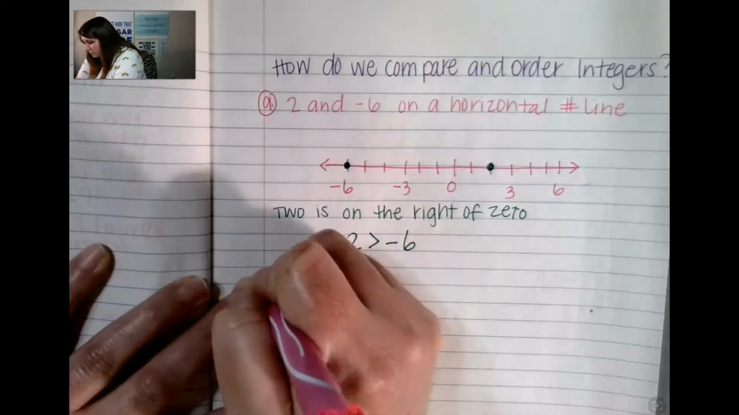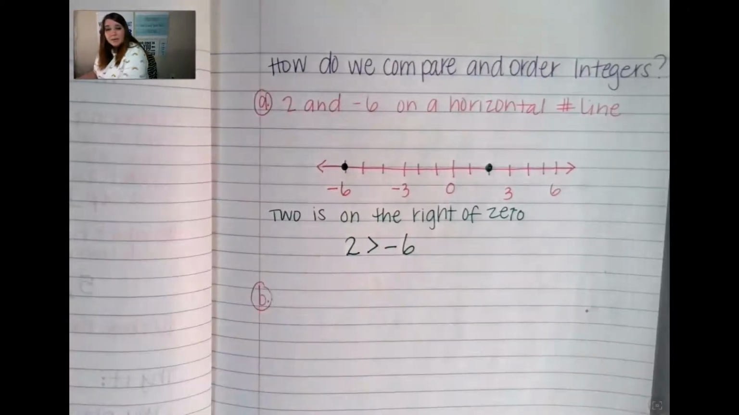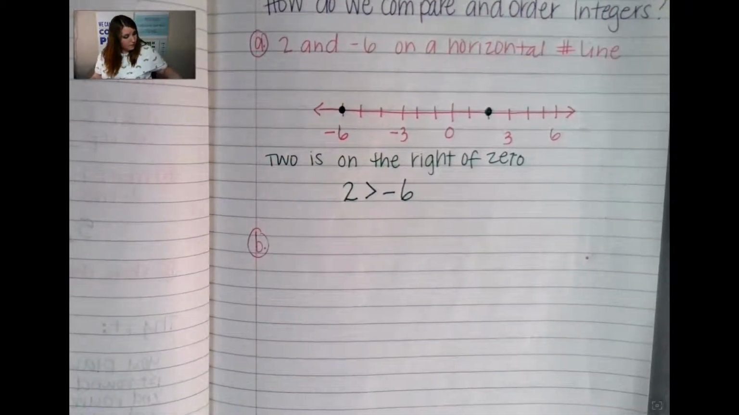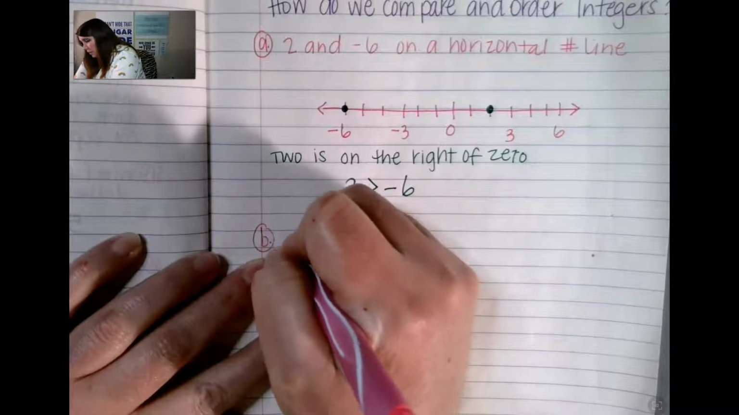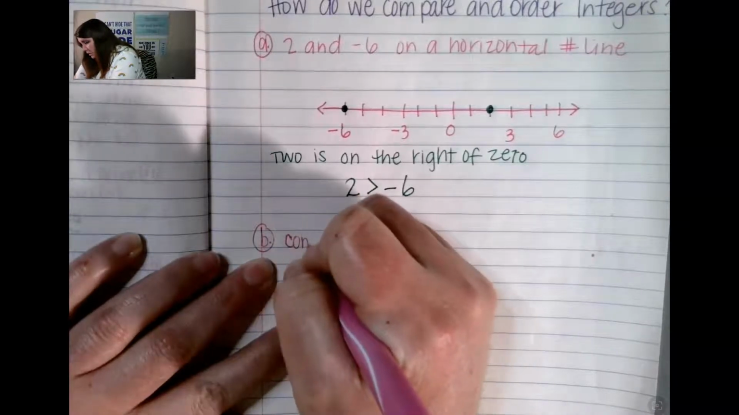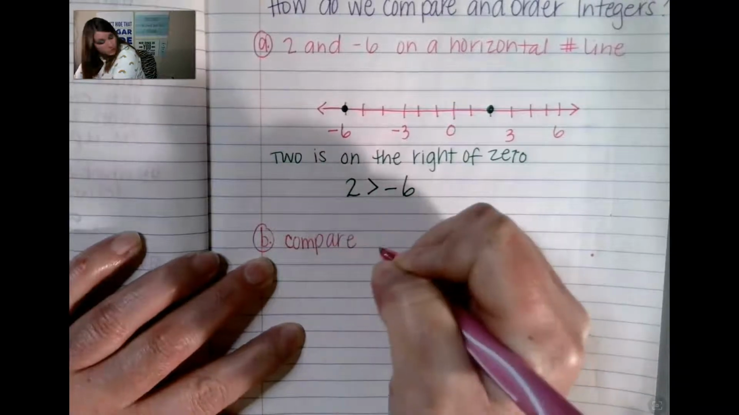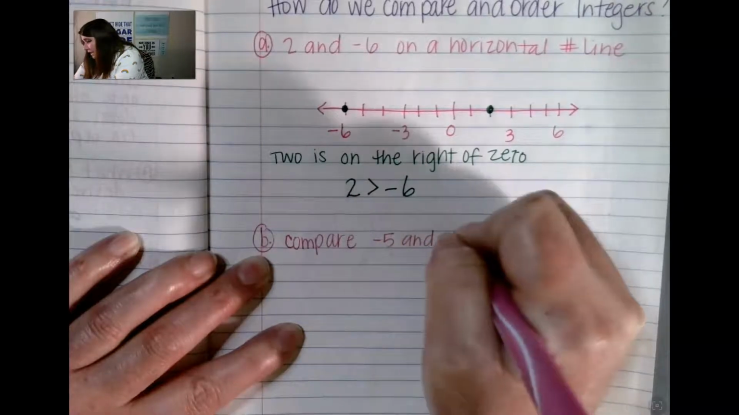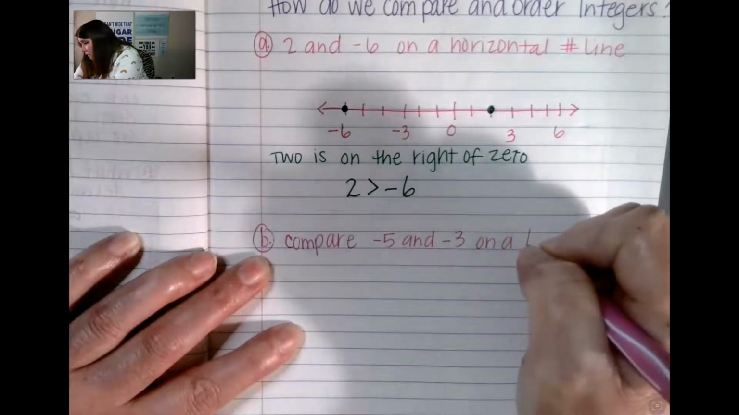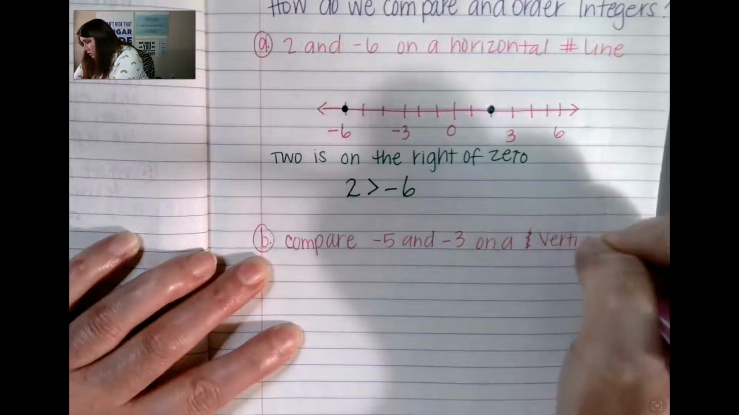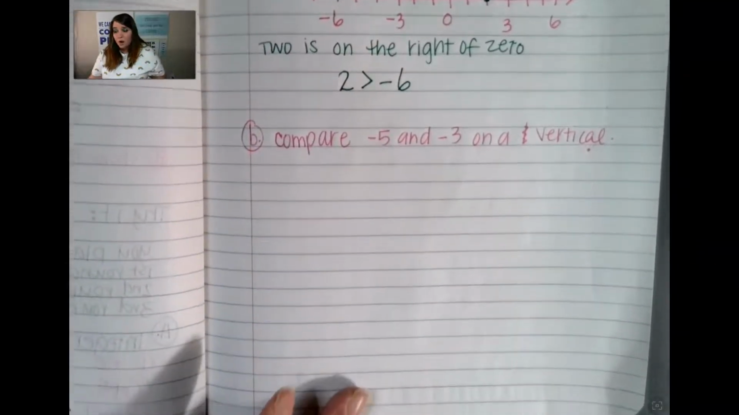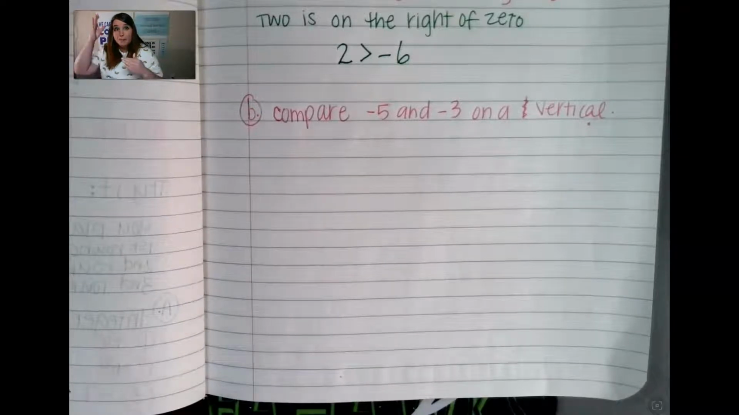Let's look at example B. Example B is asking us to compare -5 and -3 on a vertical number line. So that means that I need to draw a number line that is vertical, up and down.